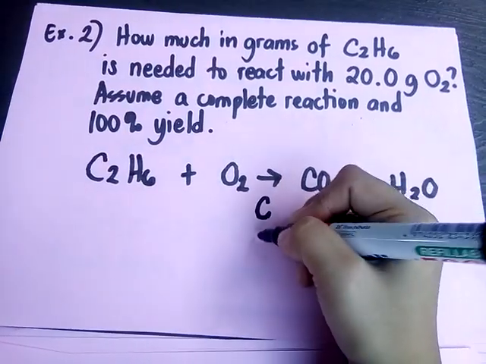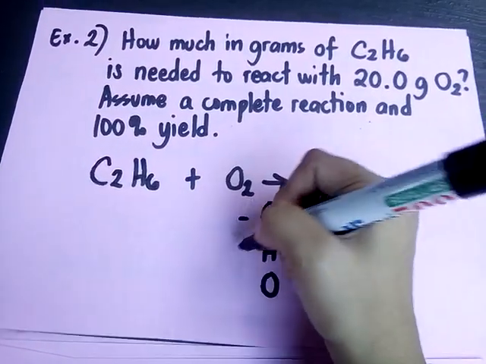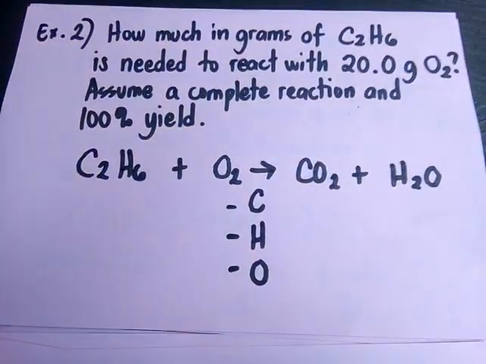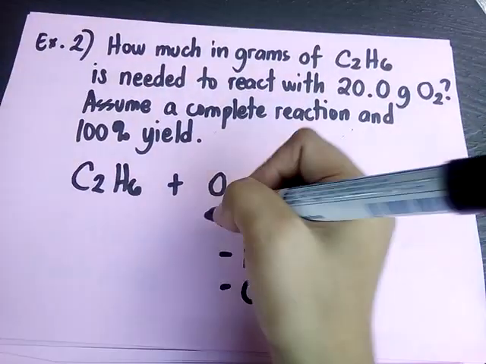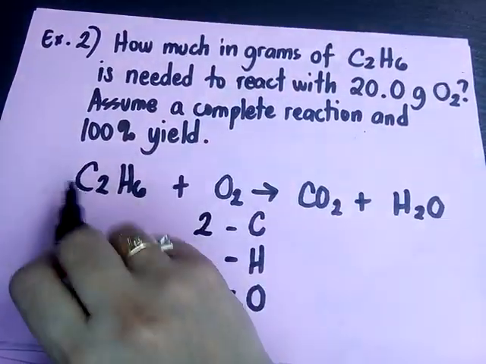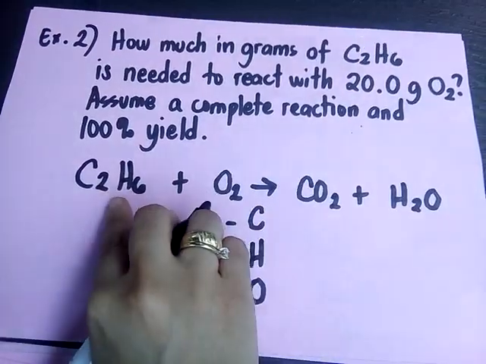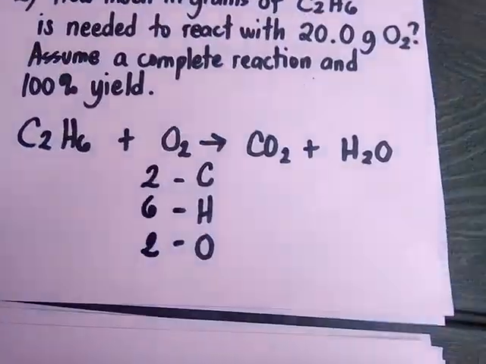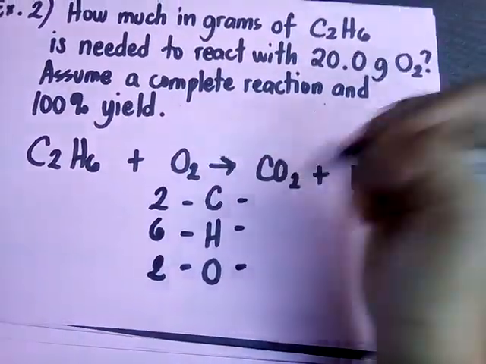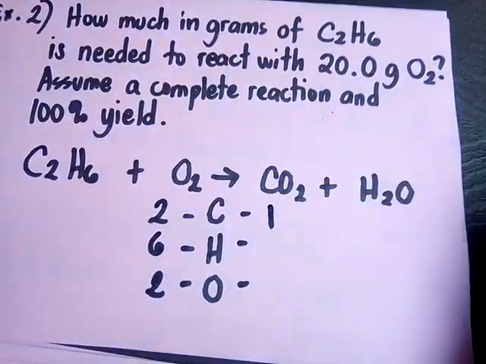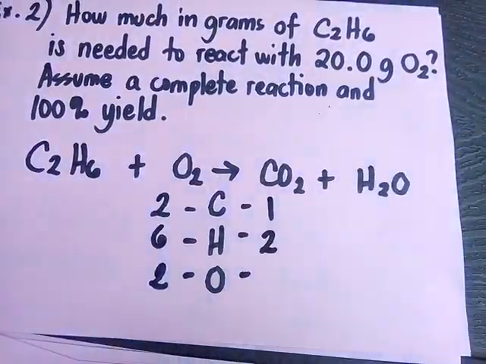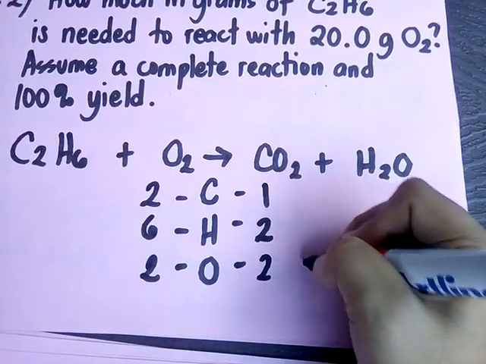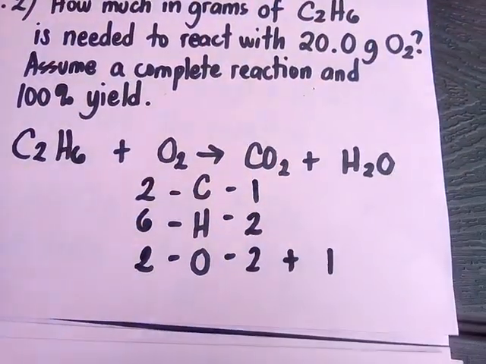So, let's account for the number of atoms. Let's account first the number of atoms in the reactant side. So we have 2 for carbon, 6 for hydrogen, and 2 for oxygen. How about in the product side? We have 1 carbon, 2 hydrogen, and 2 plus 1 oxygen atoms.